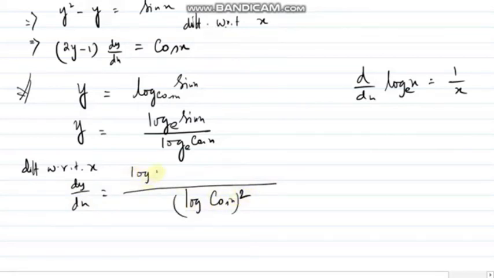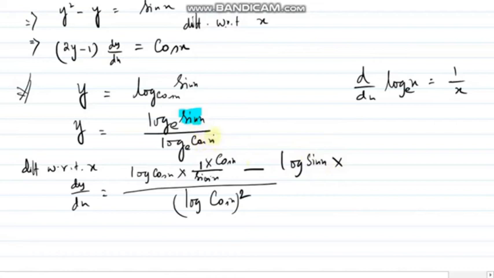It is log cos x into d dx of log sin x. Now I'm going to write it in one step only. d dx of log sin x, just check. It will be 1 divided by sin x into d dx of sin x, which is cos x, right? Minus log sin x into d dx of log cos x. What will be d dx of log cos x? Again, d dx of log cos x will be 1 divided by cos x into d dx of cos x, that is minus sin x.